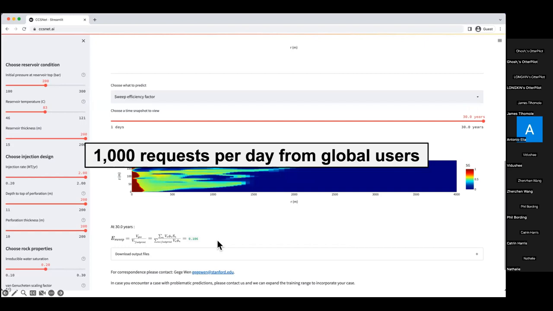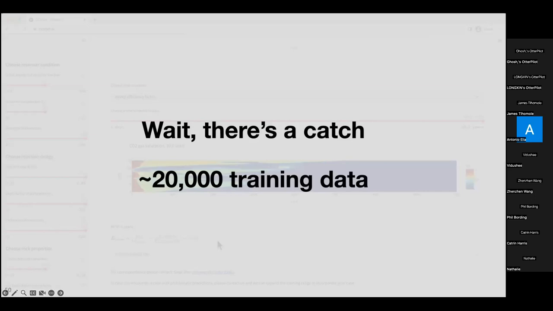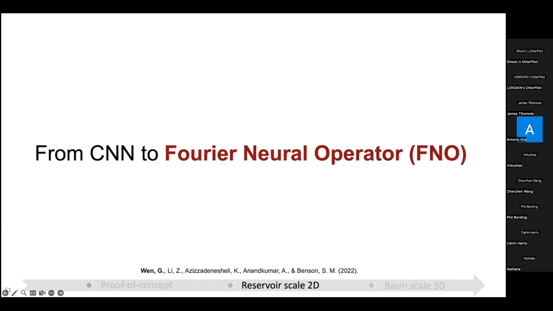So despite the power of AI demonstrated from these machine learning examples and from the web applications, there was a catch. And the catch is that it took us 20,000 training data to train the CCSNet model that was hosted in this web application. Although 20,000 training data was manageable for this problem, as we go forward into more complex problem domains, for example, 3D problems, the CNN model can no longer be sufficient to support the prediction capability. And that is when I started to look for other types of models.